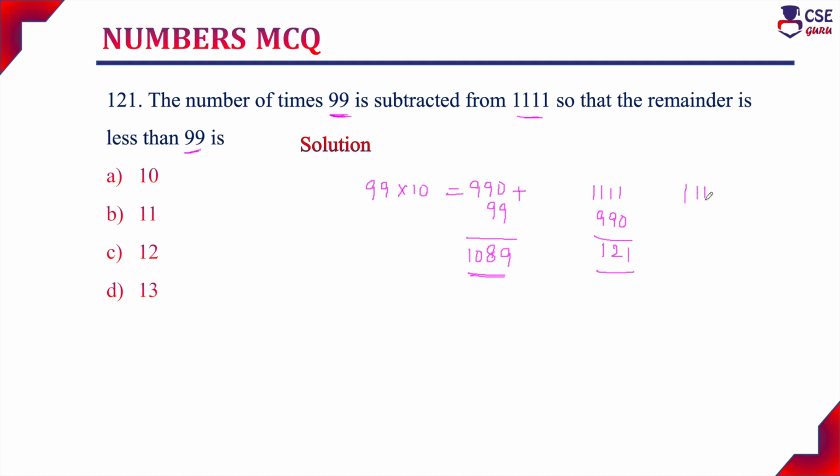Okay. So if we subtract 1089, we will get the value 22. So the remainder we will get is 22, and this remainder is less than 99. So how many times is 99 subtracted from this number? This is 10 times plus 1 time here. So totally 11 times we have subtracted the multiple of 99 from this number, then we get the remainder that is less than 99. So the correct answer is option B, 11.